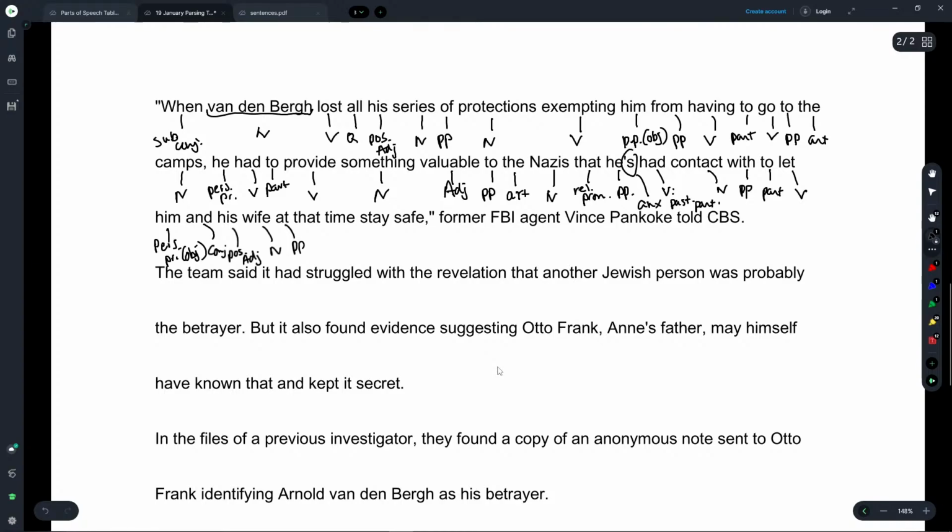at, preposition, that, demonstrative pronoun, demonstrative determiner, because we have time, noun, stay, verb, safe, adverb. And then we get "former FBI agent," so former, adjective, FBI agent. So FBI, we could say adjective, but we could also put them together as one. And then we would say noun.